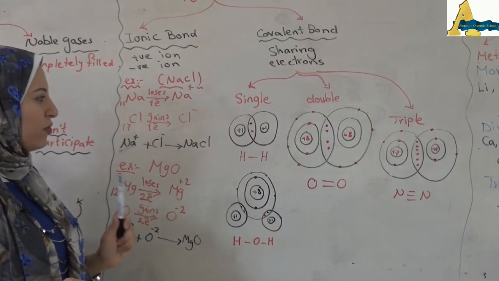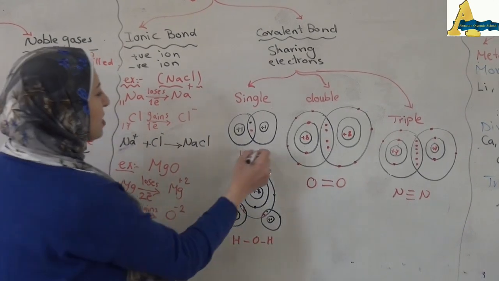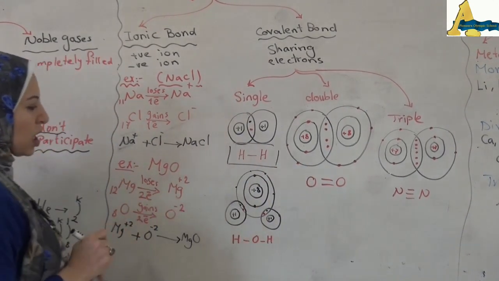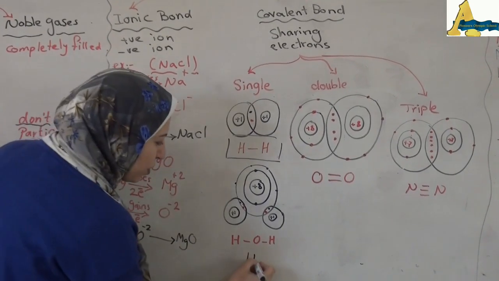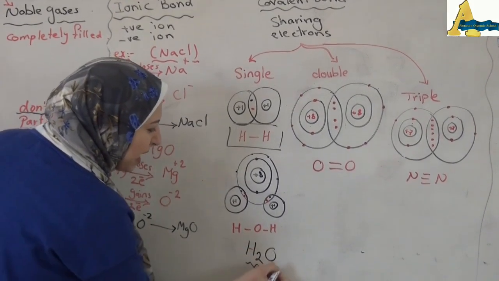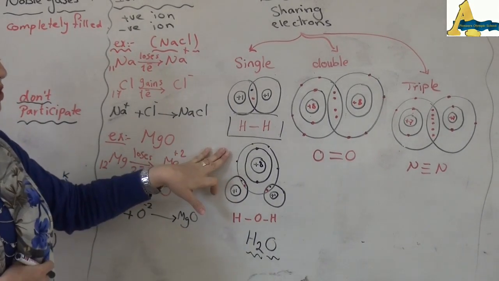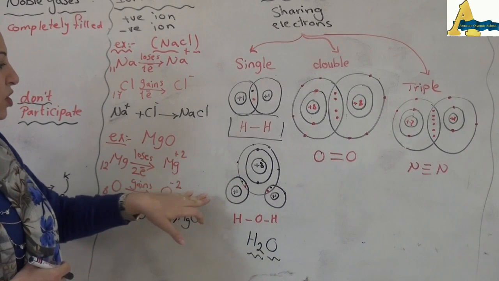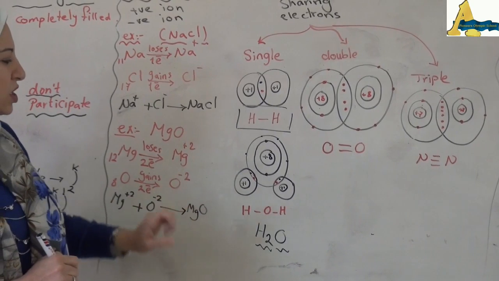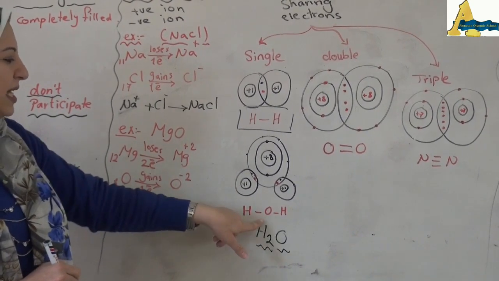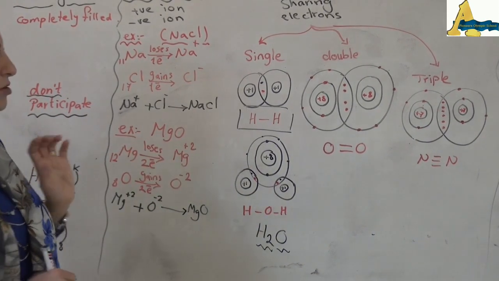Examples for the single covalent bond: in the hydrogen molecule, each atom shares with 1, and we will represent it by H-H. Another example for the single covalent bond is the water molecule, as water is formed of 2 hydrogen atoms and 1 oxygen atom. So H2O, oxygen here has in the outermost energy level 6 electrons. So it will share with each hydrogen atom with 1. So it will be represented as H-O-H, which means that each atom shares with 1 electron.